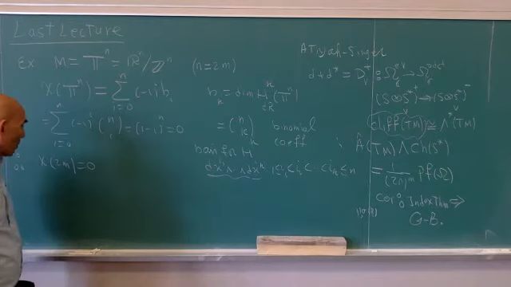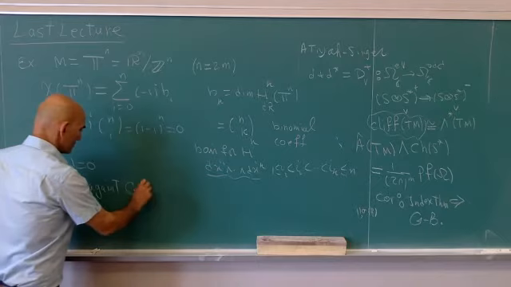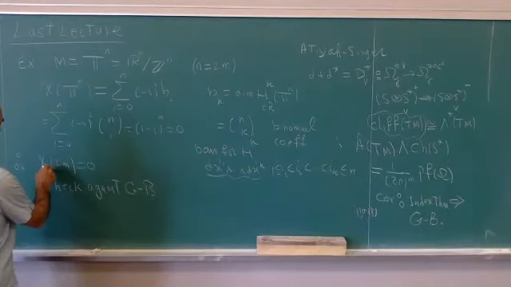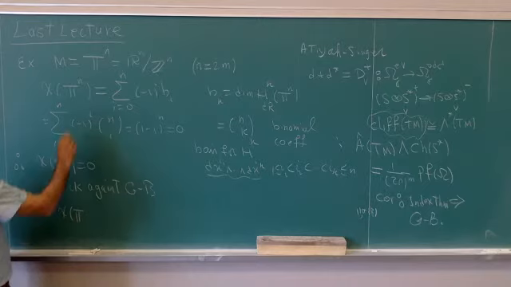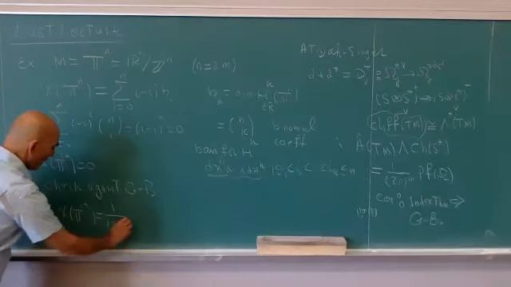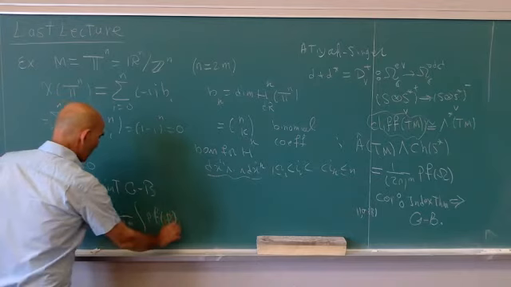So let's check this against Gauss-Bonnet. What would Gauss-Bonnet say? Gauss-Bonnet would say that the Euler characteristic of T^{2m} is equal to 1 over 2 pi to the power m, and then we have the integral over M of phi of M of omega. So how can you check it in this case?